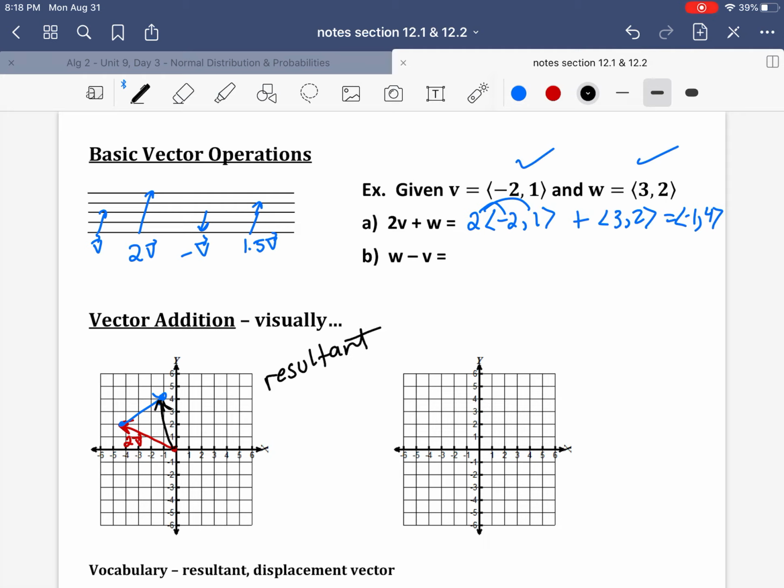All right, and look at that resultant. That resultant starts here, goes left 1 and up 4. Exactly what you said it should do.